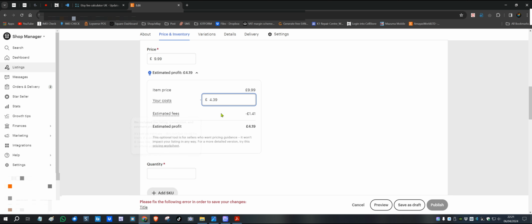This is the estimated fees, and it is only an estimate, honestly. It means it can be £2 or £1, it's not that much, but an estimate is not 100%. However, it says £1.41 estimated fees, and this is the estimated profit of about £4. Okay, it's reasonable. It's not that much, but however, it's reasonable.